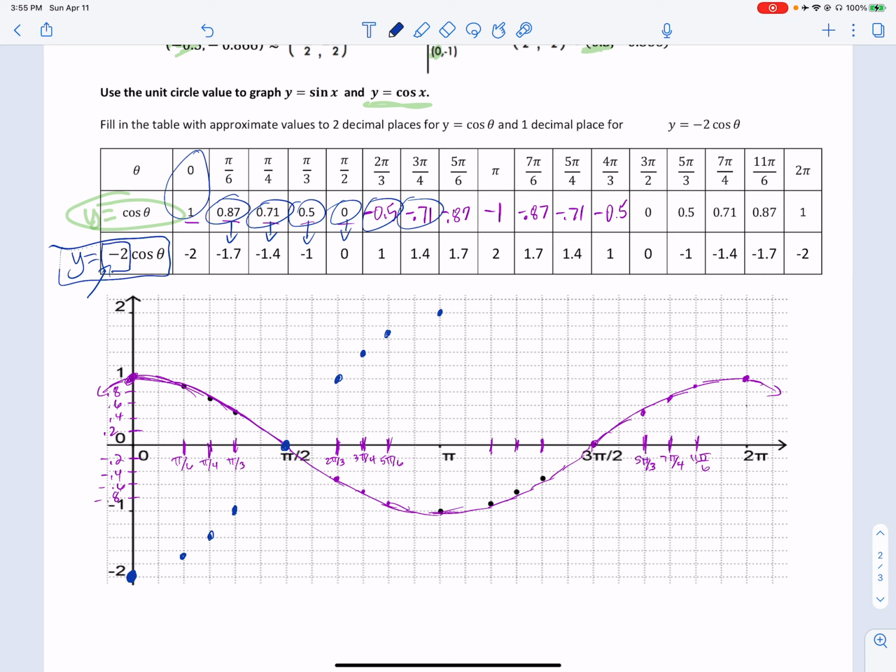And then at 7 pi 6, you're at that 1.7 again. At 5 pi fourths, you're at 1.4. And at 4 pi thirds, you are at 1. And at 3 pi halves, you're at 0. And then at 5 pi thirds, you're at negative 1. At 7 pi fourths, you're at negative 1.4. And then at 11 pi 6, you're at negative 1.7. And at 2 pi, you're at that negative 2.